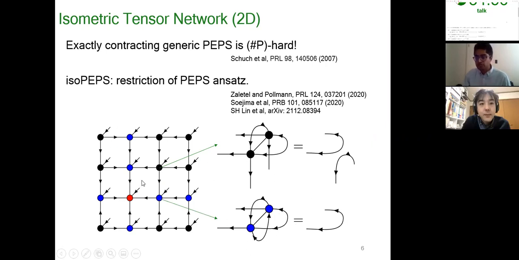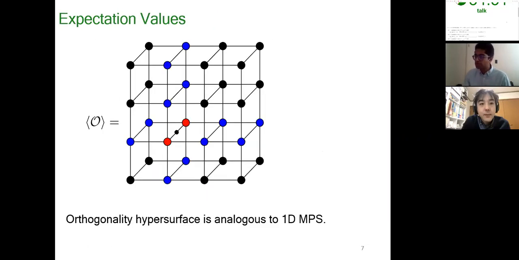This form of an isometric PEPS is especially nice when we're trying to calculate expectation values of local operators, shown here. Let's say we want to calculate an expectation value of operator O that's localized on this red site. Because of the isometric properties, this reduces down to simply this single contraction. All we need to do is consider the orthogonality center, and because of the isometric conditions, all of the other tensors drop out. This extends to any operators within this orthogonality hypersurface, because then calculating the expectation value just reduces to a 1D MPS problem.